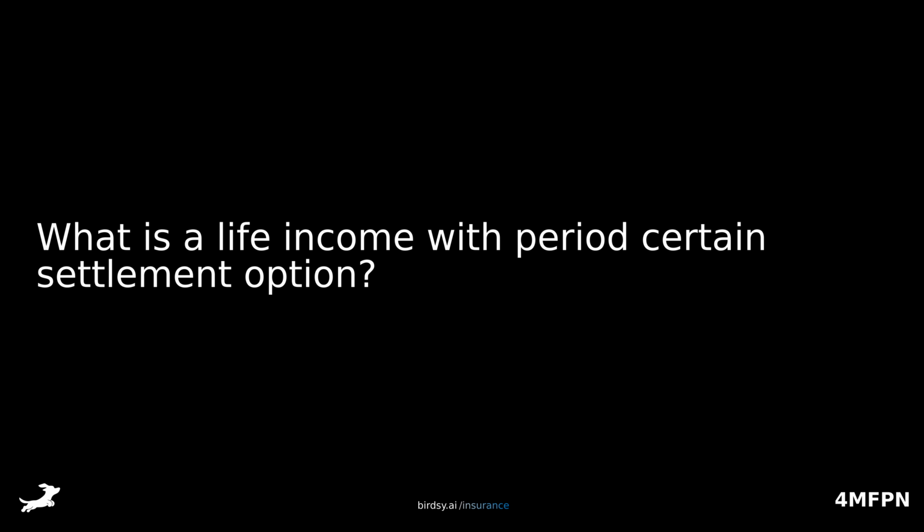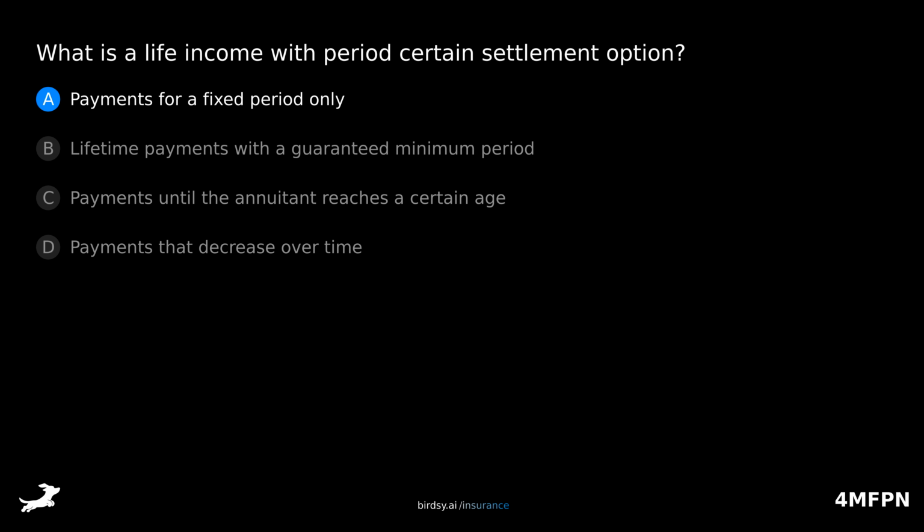What is a life income with period certain settlement option? Is it A, payments for a fixed period only, B, lifetime payments with a guaranteed minimum period, C, payments until the annuitant reaches a certain age, or D, payments that decrease over time? The answer is B, lifetime payments with a guaranteed minimum period.